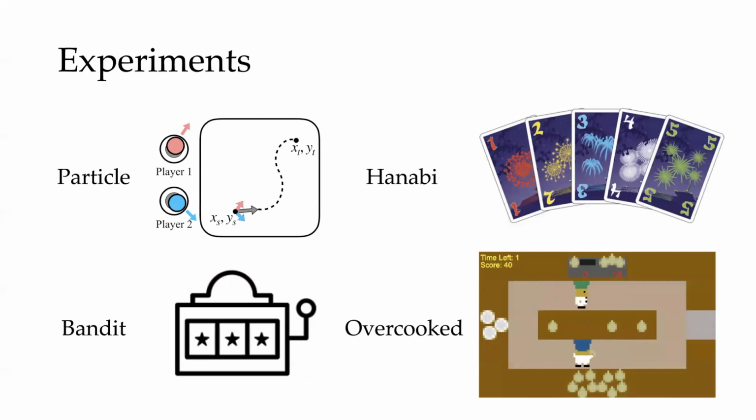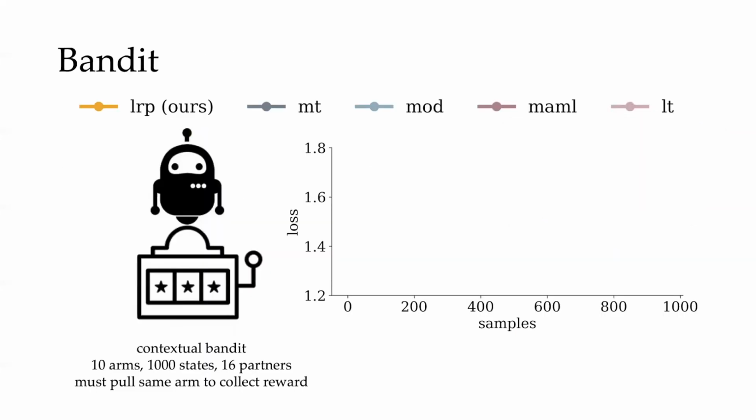So in our work, we experiment on 4 environments, but for brevity, we will only go over the Bandit and the Overcooked environment. In the collaborative contextual Bandit environment, the goal is to pull the same arm as our partner in order to collect the reward of that arm. But some arms give only 0 reward and others give 1 reward. So there are 10 arms in total, 1,000 states, and 16 different partners. And at each state, the reward can be different. The training and testing partners are generated via self-play using different random initializations.